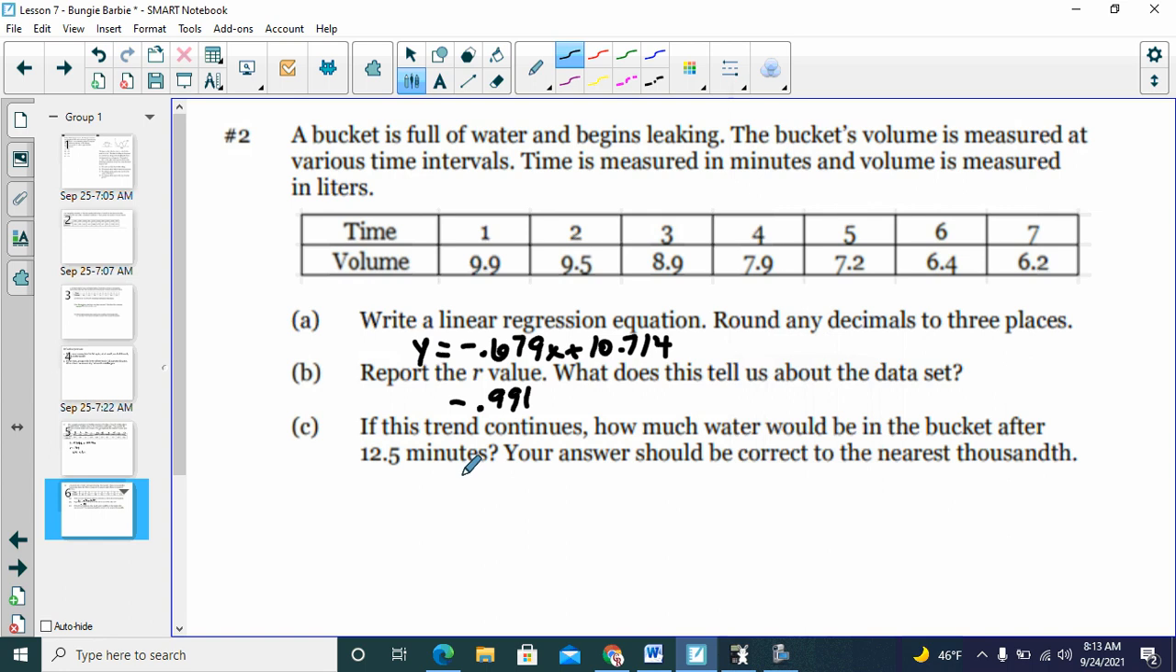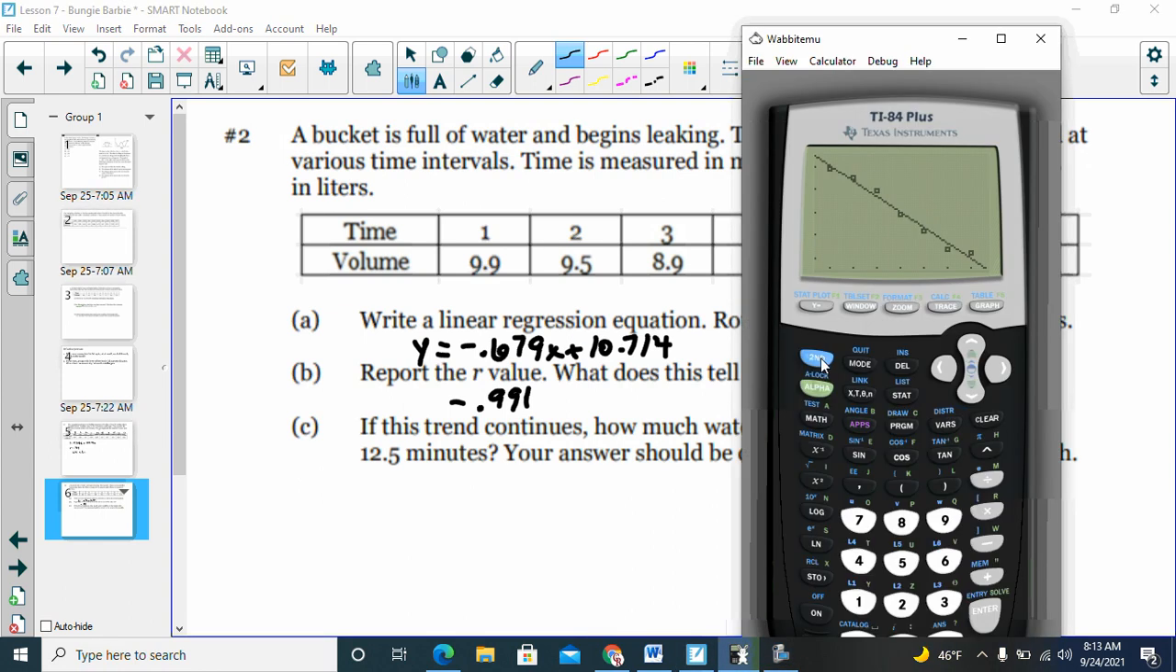How much water would be in the bucket after 12.5 minutes? Our answer needs to be correct to the nearest thousandth. So when we plug in 12.5 here, because we've rounded these numbers again, that answer might be off by a little bit. So you either need to write down more decimals from the regression equation, maybe 5 or 6, and then plug it into that. That would work.